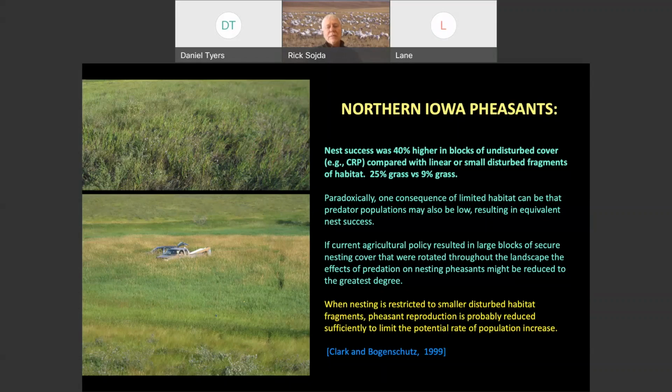And then I love this quote that Bill and Todd mentioned in there, that last one there. "When nesting is restricted to smaller disturbed habitat fragments, pheasant reproduction is probably reduced sufficiently to limit the potential rate of population increase." And we're going to talk a little bit about that. The Golden Triangle up in northern Montana here is an area that used to have a lot of pheasants, but now it's only basically disturbed habitat fragments and a lot fewer pheasants.